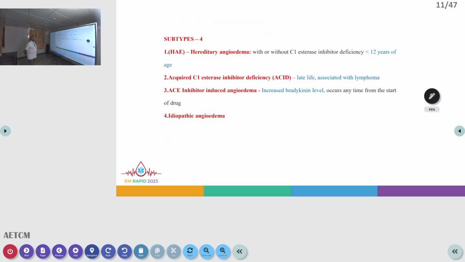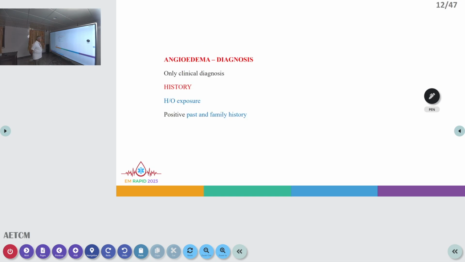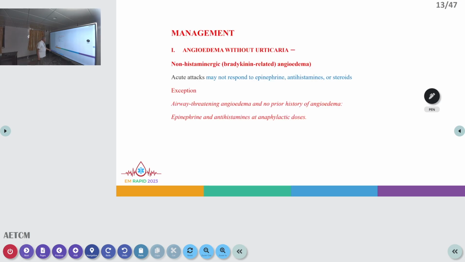Angioedema has 4 different subtypes: hereditary angioedema, acquired C1 esterase inhibitor deficiency angioedema, ACE inhibitor induced angioedema, and idiopathic angioedema. The diagnosis is only clinical. The most important thing is a history of exposure to some allergens, and a positive past history as well as family history in the case of angioedema.